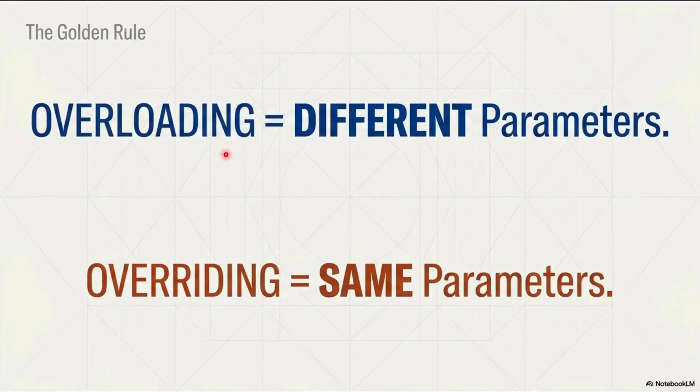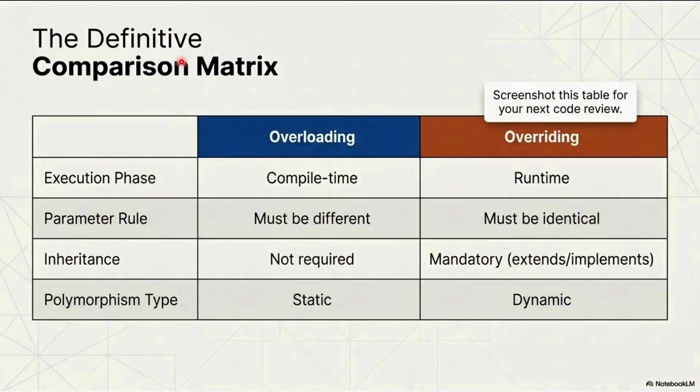So overloading is equal to different parameters. Overriding is equal to the same parameters. And that's the golden rule. Remember this rule. And that's the comparison. Execution phase: compile time versus runtime. Parameter rule: over here it must be different, over here it must be identical. Inheritance: over here it is not required, but in overriding it is mandatory.